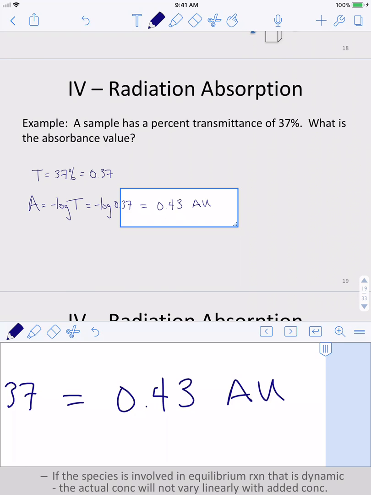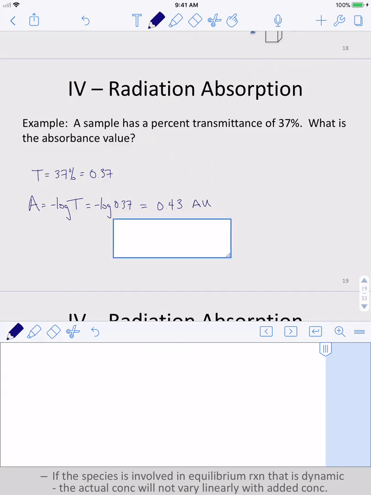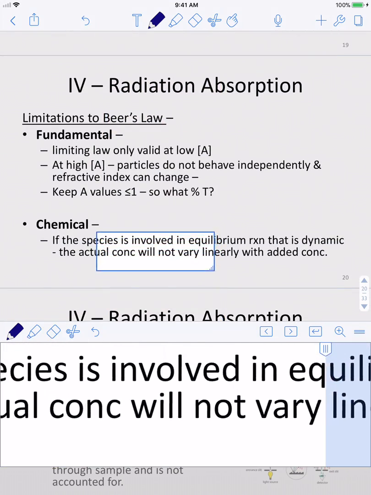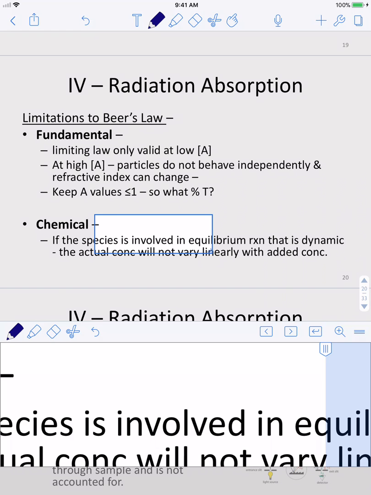All right, so let's talk about some limitations to Beer's law here. We have two different kinds of limitations to Beer's law. The fundamental limitation is that it's a limiting law, so it's really only valid at very low concentrations of analyte. When you get to high concentrations of analyte, now you have too many particles in a small amount of space, and these particles don't behave independently. And so the refractive index can change, and we don't get a linear relationship at high concentration.